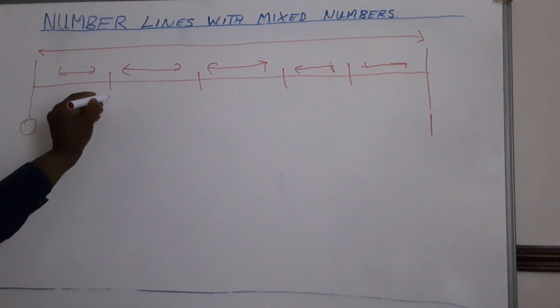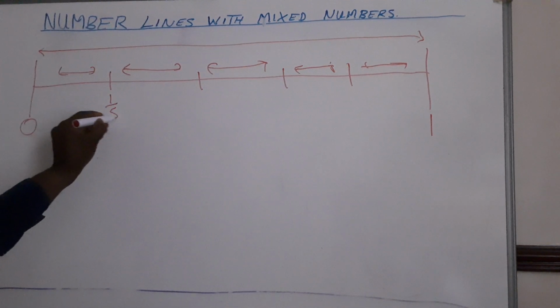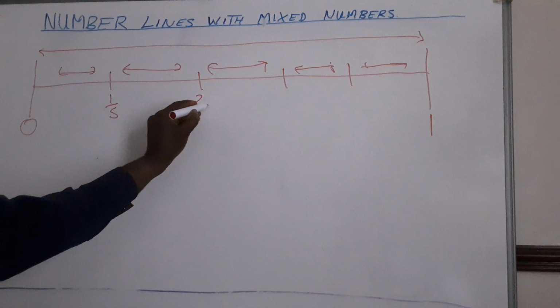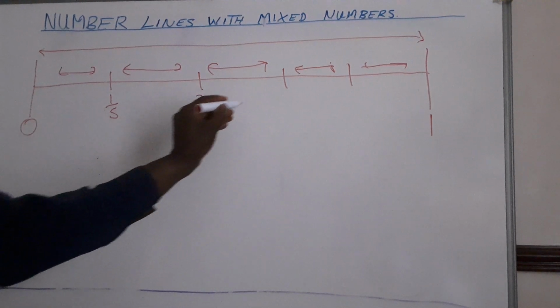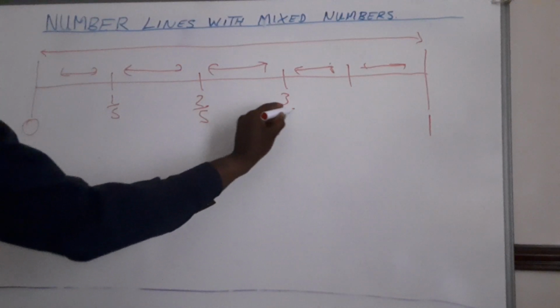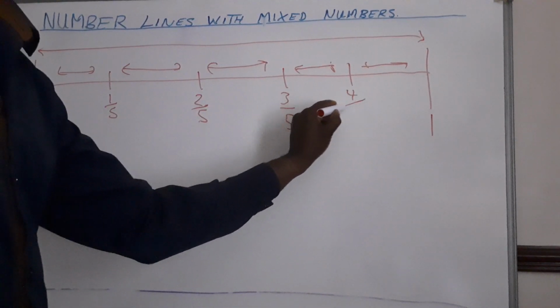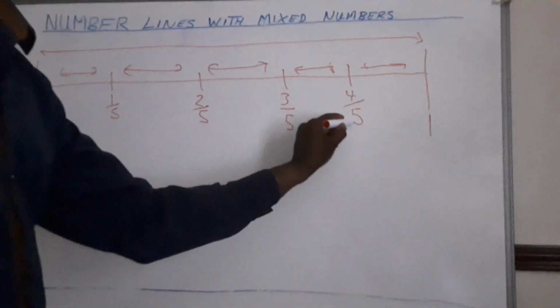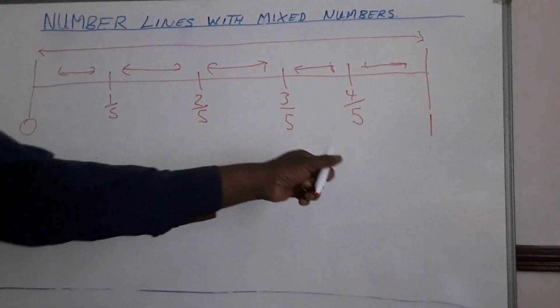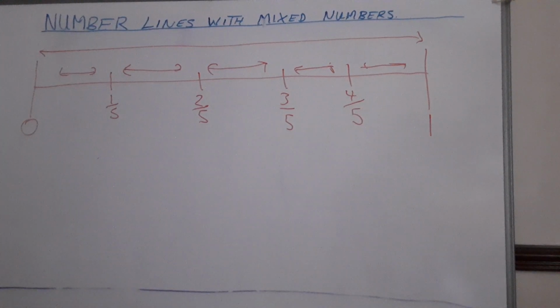So here's going to be 1/5, 2/5, 3/5, 4/5. And remember, 5/5 is the same as 1 whole. So this is how we have to complete our number line.